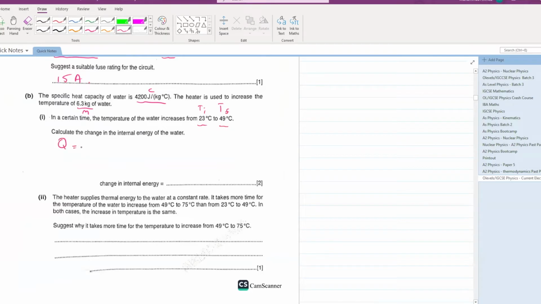What will you do? Q is equal to mc delta T. What is m? 6.3. What is c? 4200. What is delta T? 49 minus 23. 6.3 into 4200 into 49 minus 23 comes out to be 6.9 into 10 raised to the power of 5 joules.